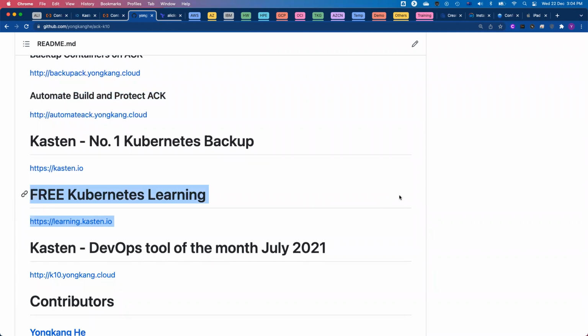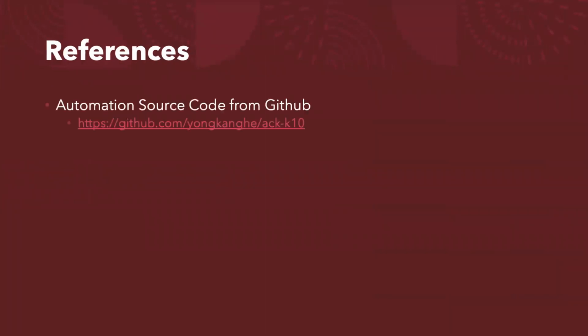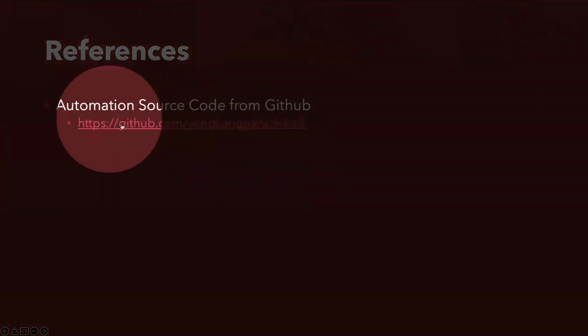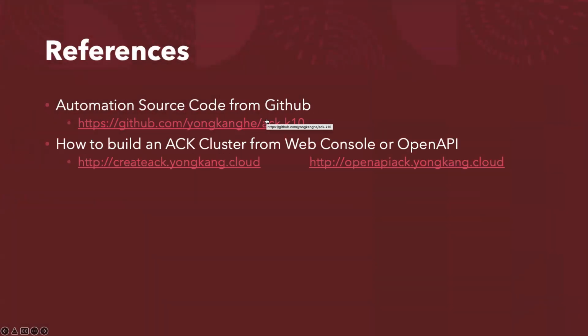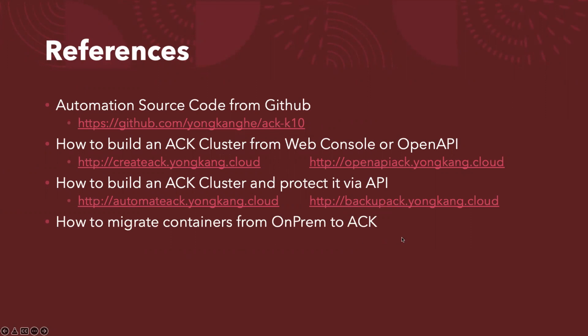Okay, that's pretty much all I want to cover for now. Let me come back to the slide deck here. So I included here a few reference links. The first one is the automation source code. I already showed you from this GitHub page link, and how to build an ACK cluster from Web Console or from Open API, and how to build an ACK cluster and protect it via API. So here are the 2 links.